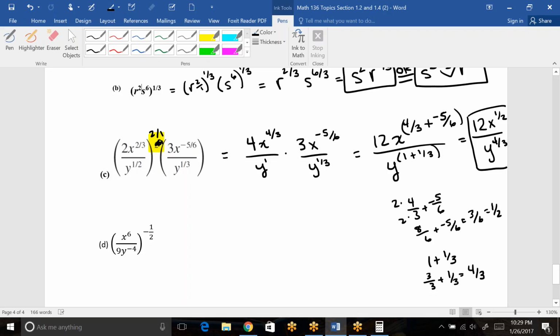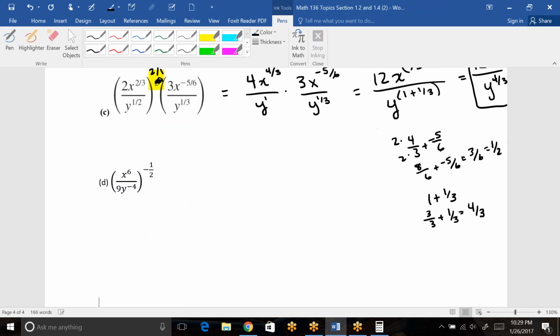All right, and then this last one down here, we have a negative 1/2 power on the outside. Okay, so because it's negative, that kind of throws everything for a little bit of a loop. The quickest way to fix this is we can change this to positive if we flip the whole fraction. Now, you do need to be careful about that. When you flip this whole fraction, nothing changes about these numbers.